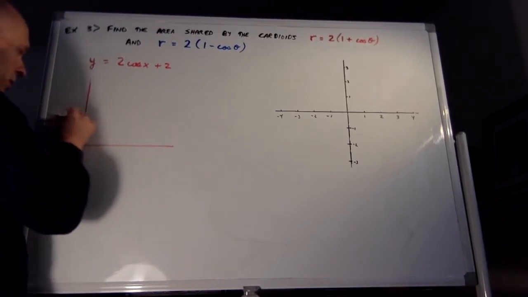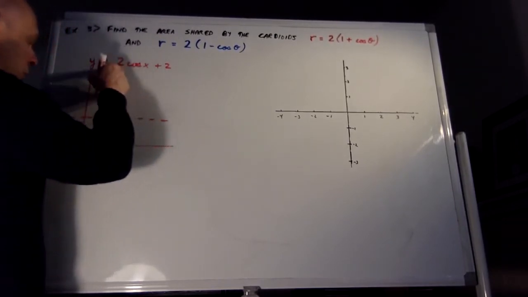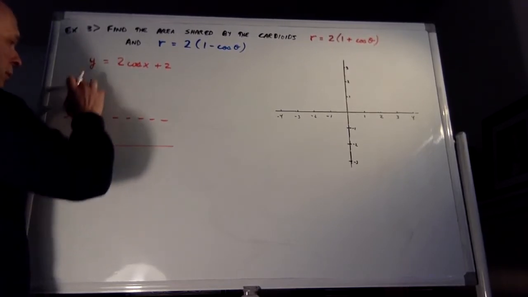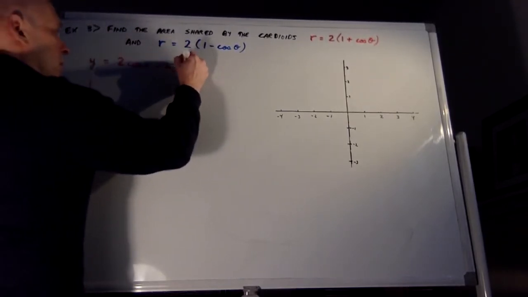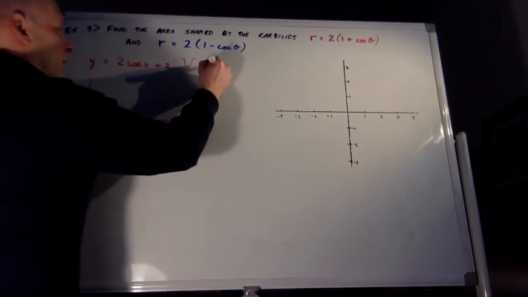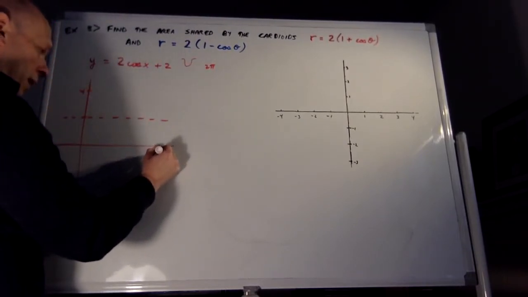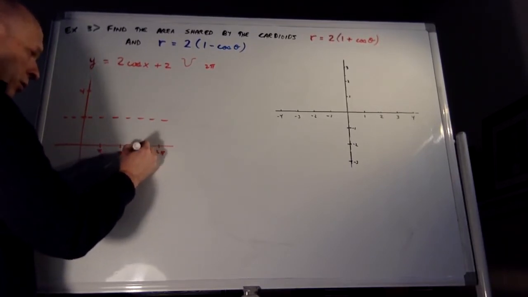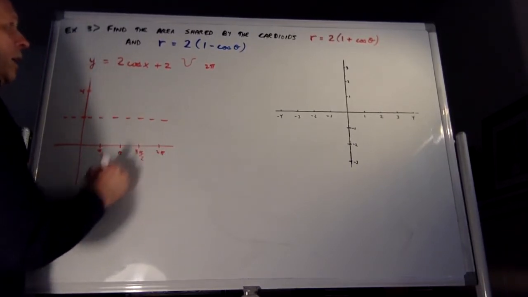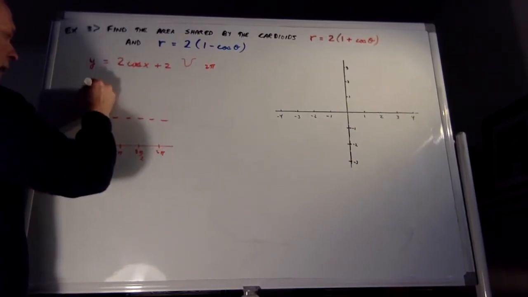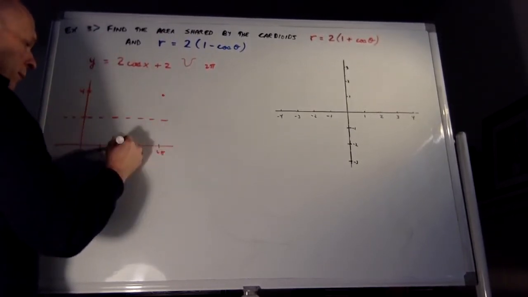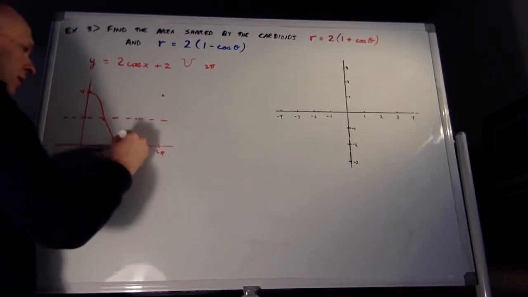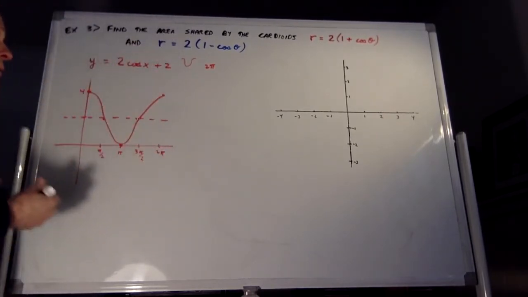Midline at y equals 2. Amplitude of 2, so this is going to go up to 4 and down to 0. So it's going to oscillate between 0 and 4. It's a cosine wave, so it looks like this. The period is 2 pi. So 2 pi, f of 2 pi is pi, f of pi is pi over 2, 1 pi over 2, 2 pi over 2, 3 pi over 2, 4 pi over 2. Okay, so that's the shape. Maximum here, minimum here, crossing the midline here, crossing the midline here. So this is the graph of y equals 2 cosine x plus 2.